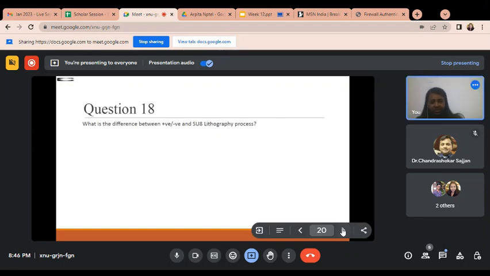Think and then tell, then I will explain. What is the basic difference in the lithography process when you go for the positive and negative photoresist, and when we are going to use the SU-8? Take your time, but at least try.